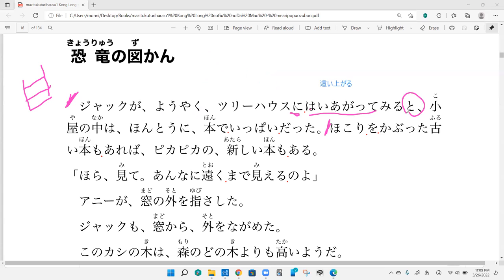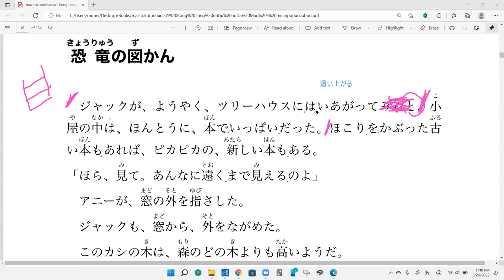So then we have to. Koya no naka wa hontou ni hon de ippai datta. What does the koya no naka wa hontou ni hon de ippai datta mean? So koya no naka wa, so inside of the small house or the tree house, hontou ni hon de ippai datta. So there really was ippai hon. So there really was a lot of books.